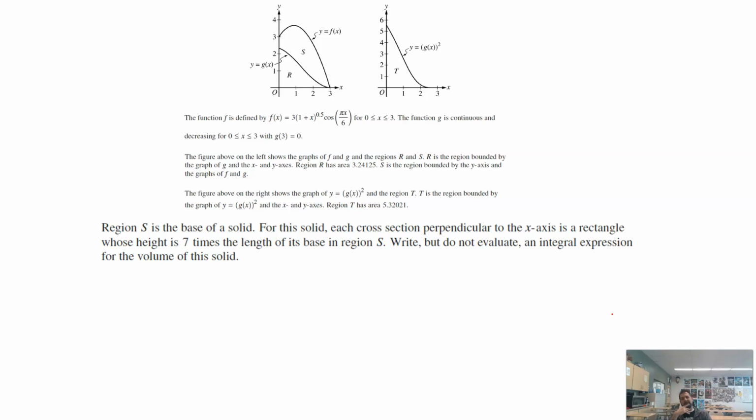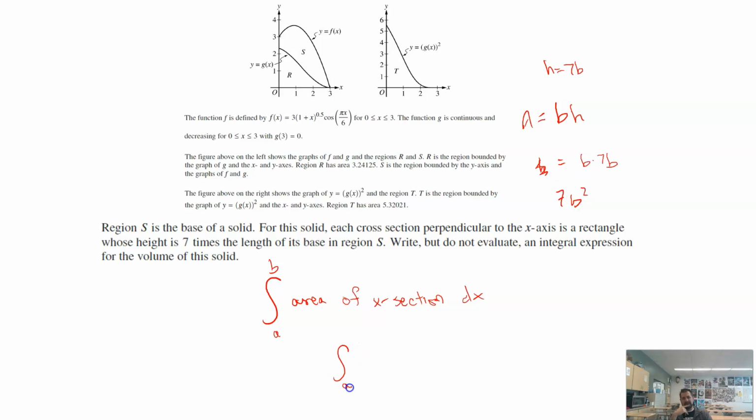Letter C says, we're back to S again, and it's the base of a solid. For this solid, each cross-section perpendicular to the x-axis is a rectangle. So remember, if it's a cross-section, we do the integral from a to b of the area of the cross-section shape times dx. Well, in this problem, the area is a rectangle, so that's base times height. And it says the height is equal to 7 times the base. So really what I have here is my area is equal to base times 7 times base, or if you wanted to simplify that, base squared times 7.